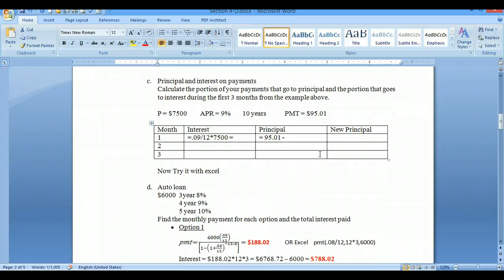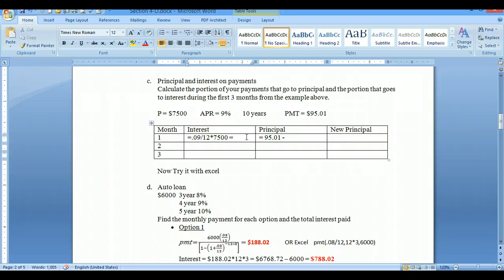Our next example, C, is principal and interest on payments. Kind of looks familiar. We've done a little bit of this before. Calculate the portion of your payments that go to principal and the portion that goes to interest during the first 3 months from the above example. So I would take very close attention to this example right here. I guess that was kind of a hint, wasn't it?